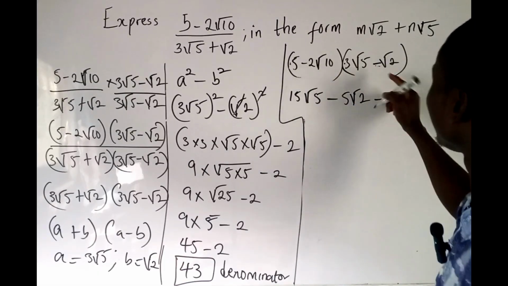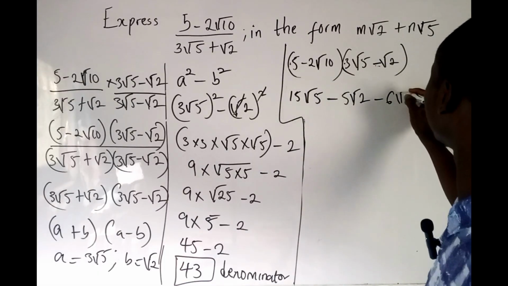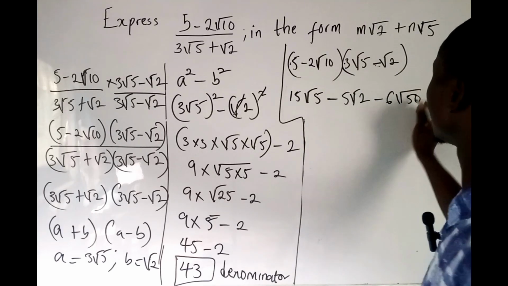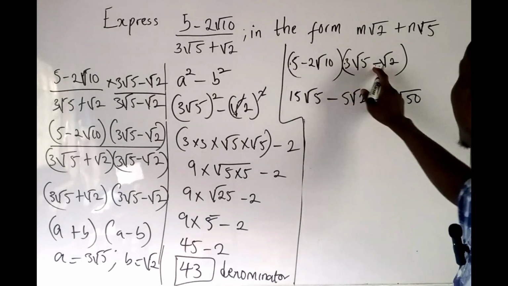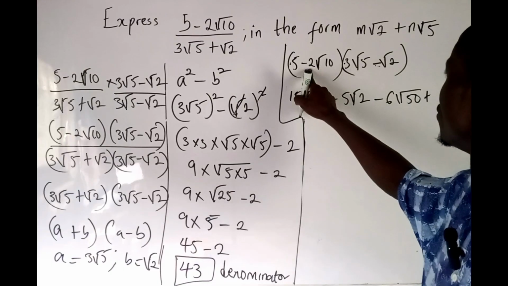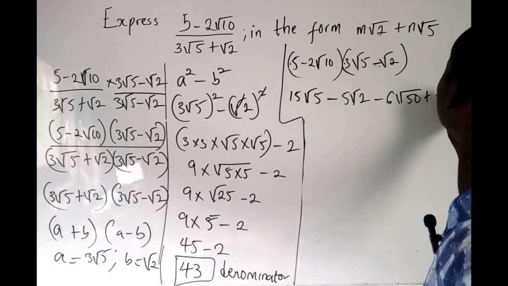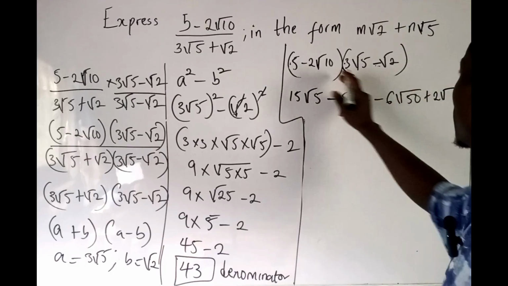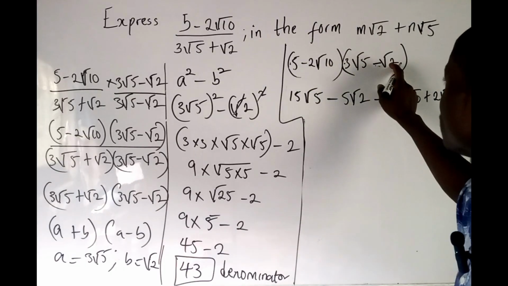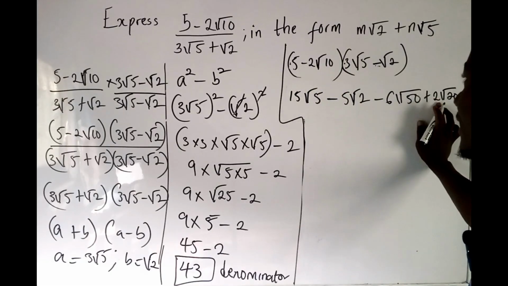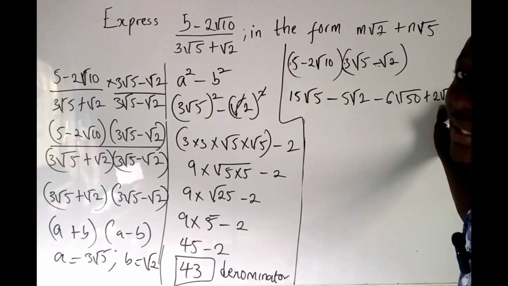Then root of 10 times root of 5. Just put them together: root 10 times 5 gives us 50. Okay, now minus times minus gives us plus. Then 2 root 10 times root of 2 is going to give us 2 root 20, because these are in the root, so you just multiply 10 times 2 together, which gives us 20. The 2 stays outside here.